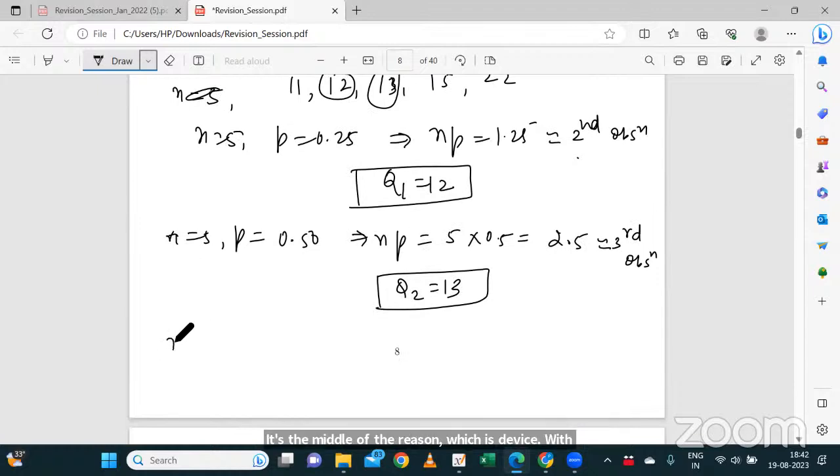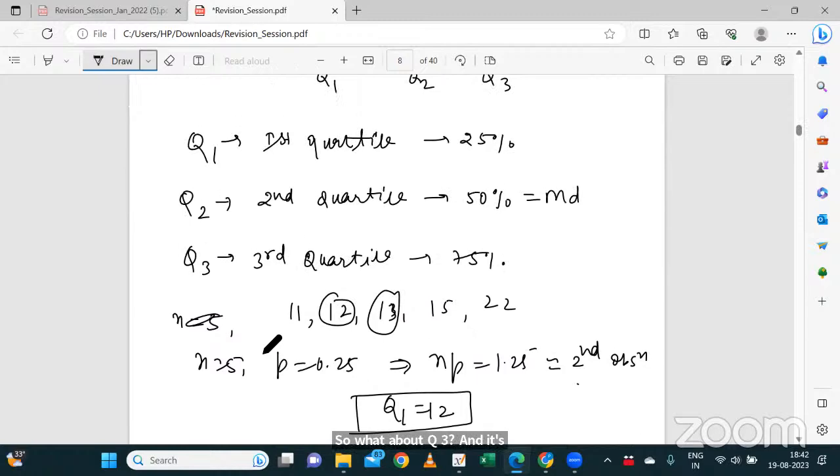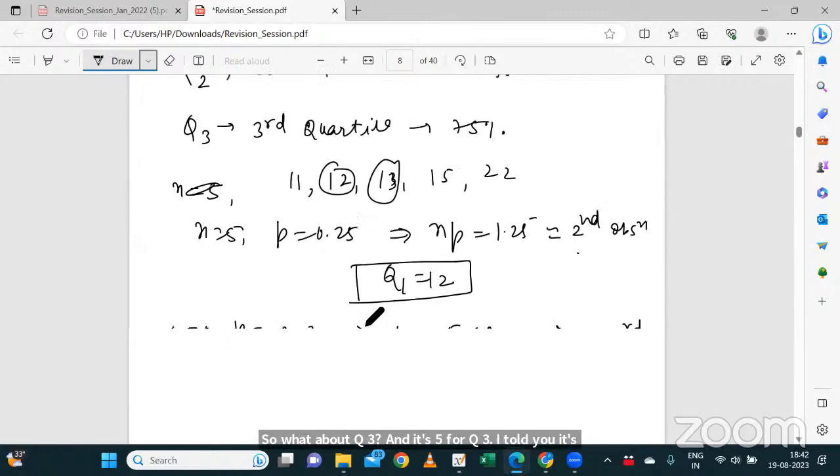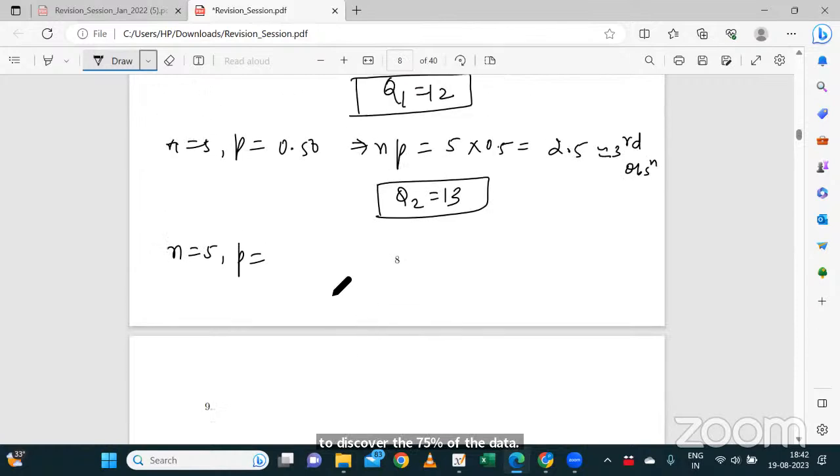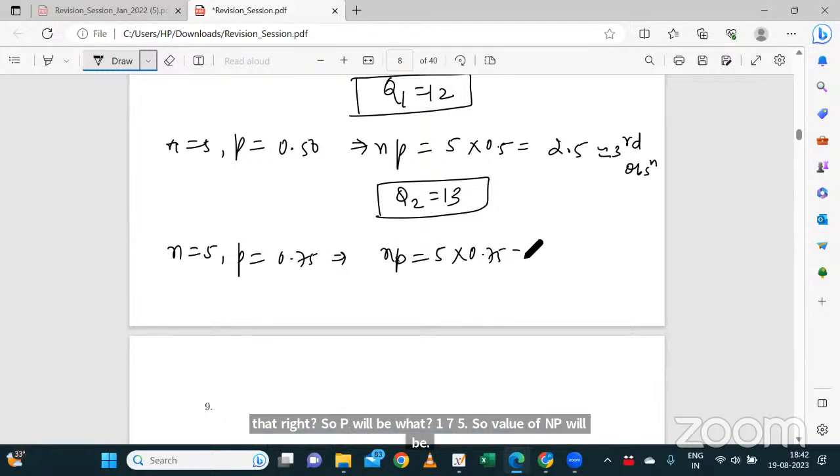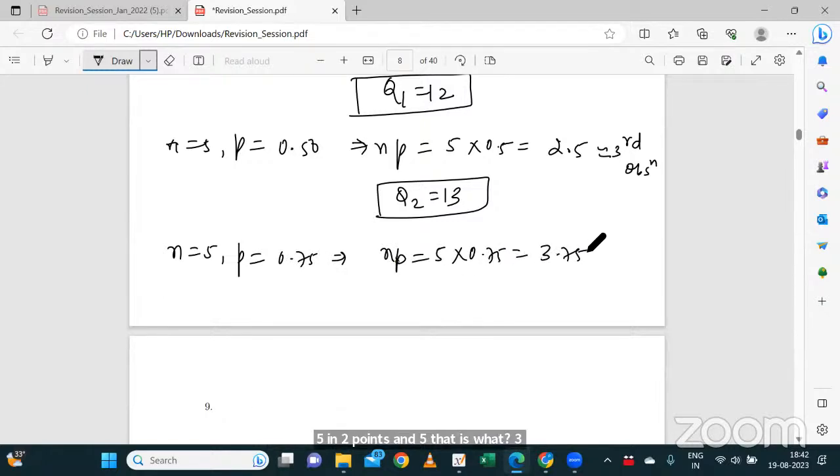So what about Q3? n is 5. For Q3, I told you it covers 75% of the data set, right? So p will be 0.75. The value of np will be 5 into 0.75, that means 3.75, right? Since it's in decimal, I have to take the next integer, which is the fourth observation.